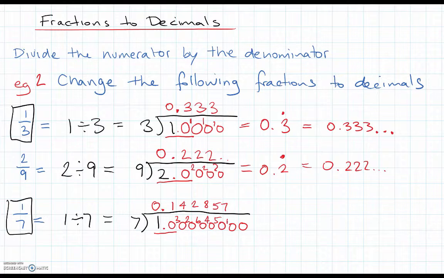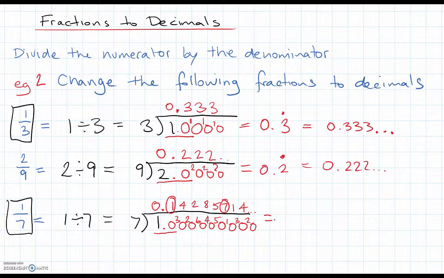And now I'm asking myself the same question as I did at the start. How many times does 7 go into 10, which is once, with a remainder of 3? 7 goes into 30 4 times with a remainder of 2. And I could keep going here, but I don't need to. I know that every number between my 1 and my 7 is going to be repeated.